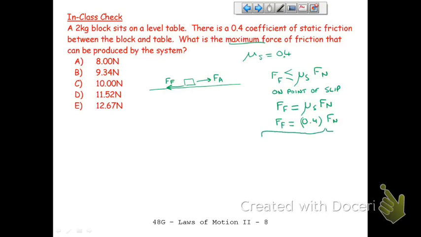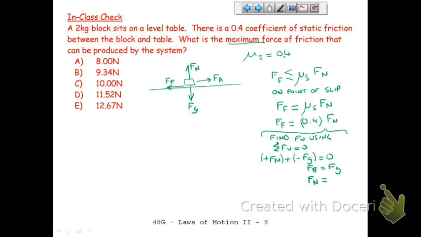I'm being a bit pedantic here. Find Fn using the sum of the forces vertically equals 0. Fg, Fn. Fn plus minus Fg equals 0, Fn equals Fg.